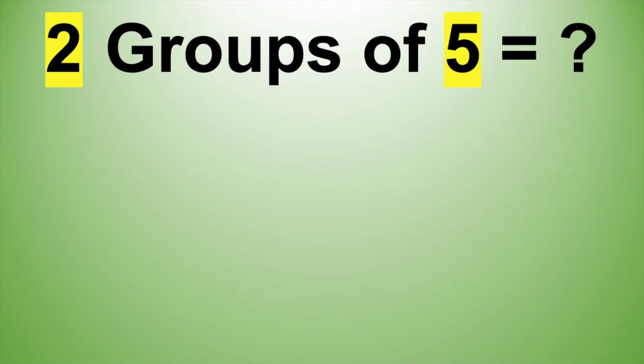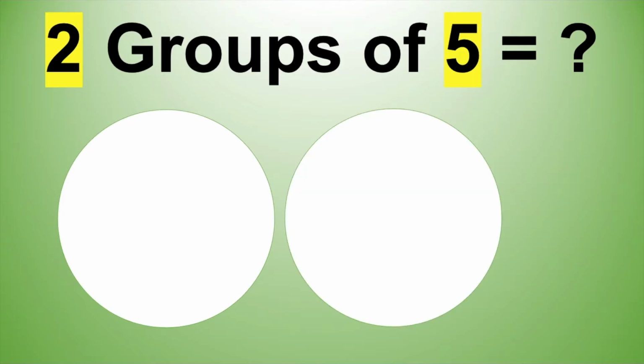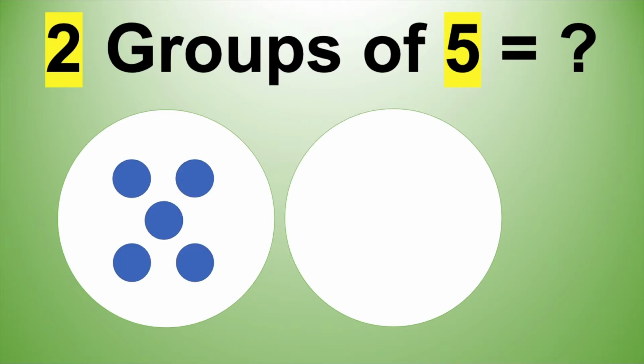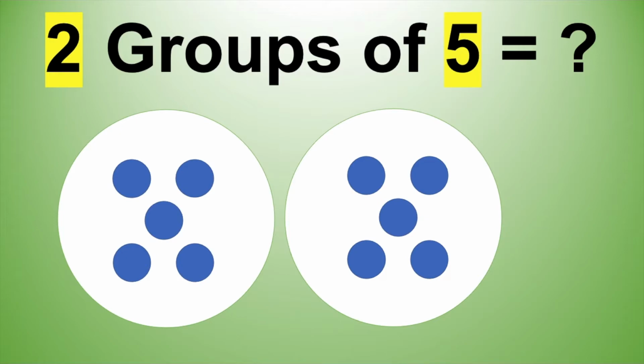Okay, so for you to do this, you need to make sure that the first number tells you how many groups. So I've got 2 groups. And then the second number, 5, tells you how many is in each group. And you've got to make sure that both groups are equal. So I've got 5 and 5. So now all you have to do is add them together. So 5 plus 5, I know my doubles. Double 5 is 10. Well done.